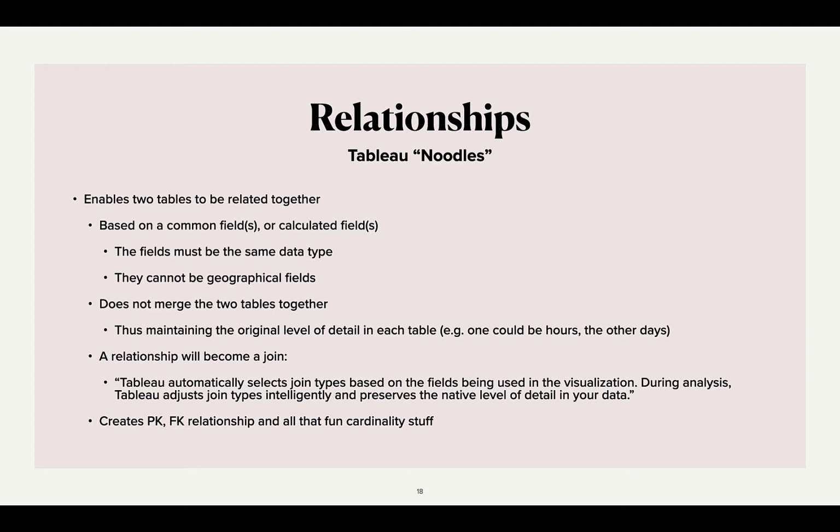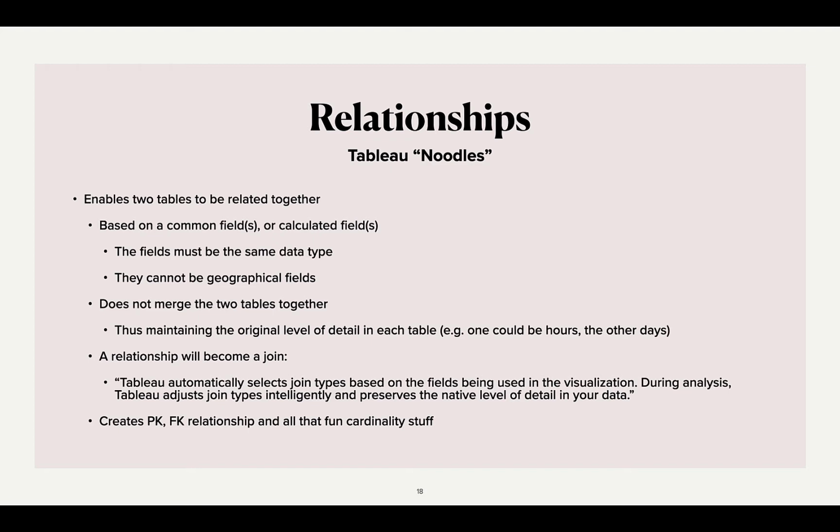So it enables two tables to be related together based on a common field or fields, right? So it doesn't have to be one field from one table related to one field in another table. There could be multiple fields, or calculated fields. So you could have a Tableau calculation from one data source being related to another calculated field in a data source, or a column, a field in another data source. So the fields must be the same data type, and they cannot be geographical fields.